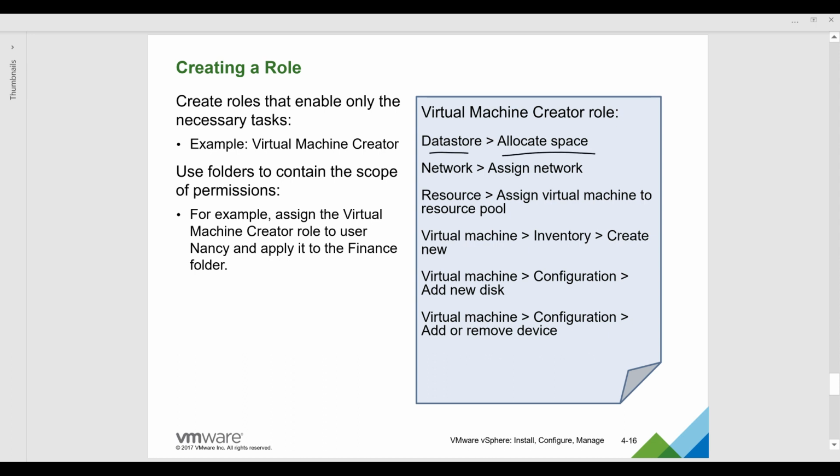Data store, only allocate space. On this virtual machine, I only want it to be able to add a new disk. Okay, be concise about what you want. Use those folders to contain the scope of permissions. Okay, so with that being said, all these creator roles, are they concise? Do they get directly to the point and indicate what that user could do?